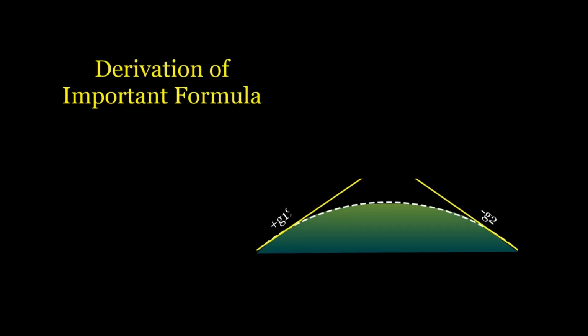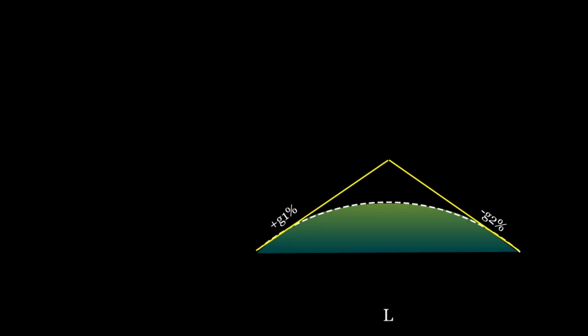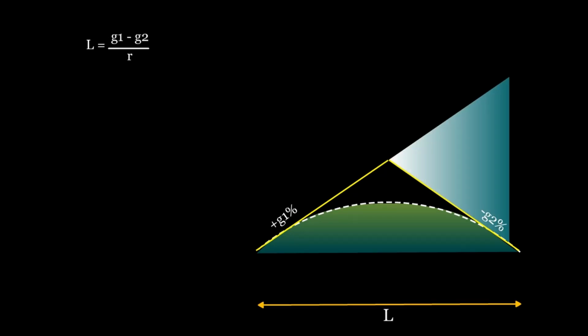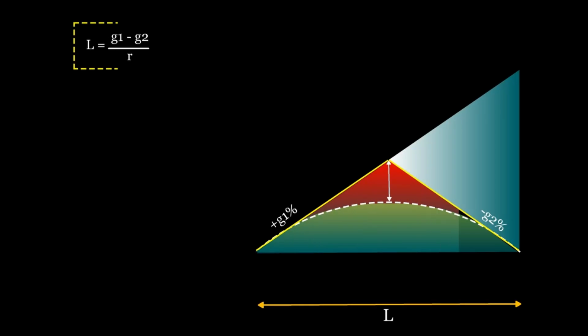Derivation of important formulas. Calculating the length of a vertical curve. The length of a vertical curve, denoted as L, is determined by the algebraic difference between the two grades, divided by the rate of change of grade. The formula is the length of the curve L equals the difference in the grades G1 and G2 divided by the rate of change of grade R, where G1 minus G2 represents the algebraic difference between the two grades in percentage. R is the rate of change of grade in percentage per chain.